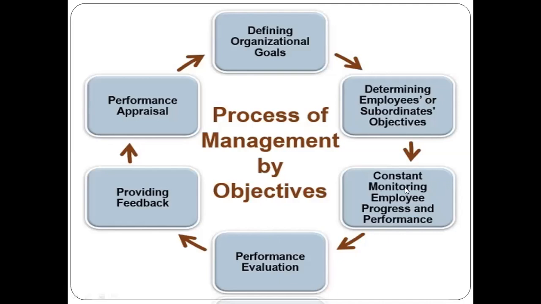Then what they will be doing, the constant one. So whatever the objectives were set, they will work out. So constantly that will be monitored. Employee progress as well as performance will be monitored, and then performance evaluation will be done, then feedback, and then performance appraisal. If the subordinates, or whoever is involved in this, have worked properly and the result was positive, then they will be given performance appraisal. So this is the cycle. And if the feedback was negative, then again the same thing will be repeated. They will make some changes.